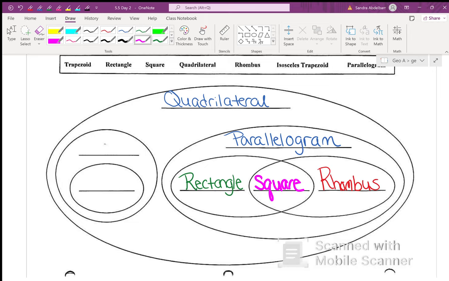Okay, ignoring the kite right now, because remember I told you the kite was a little bit weird. All right, we had another set of quadrilaterals that did not fall under parallelogram. Who remembers what those were? The trapezoid, excellent. So we had the trapezoid. And what was a subcategory of the trapezoid? An isosceles trapezoid.